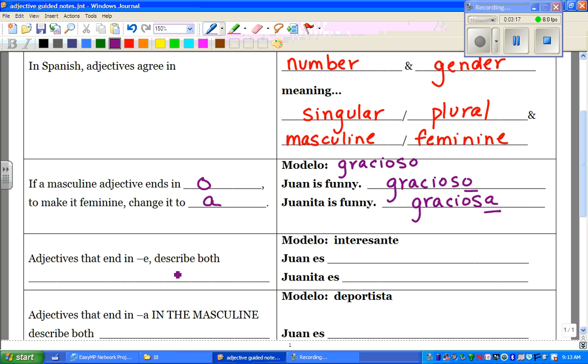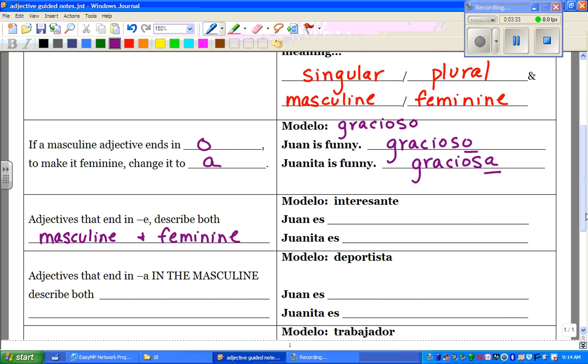Adjectives that end in E describe both what? Both genders. Very good. Both masculine and feminine. So if you look at the word interesante, it ends in an E. So if I want to say Juan is interesting or Juanita is interesting, it's the same word. I don't have to change anything. It's just going to be interesante. Okay?